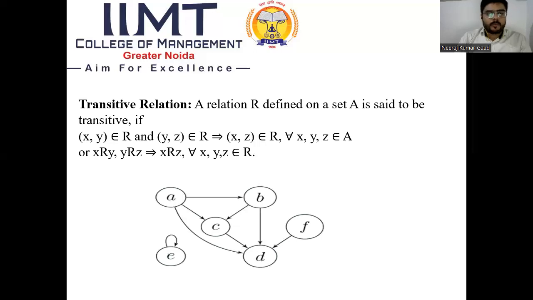From this diagram, we can easily show that A is related to C and C is related to D. And also there is a path from A to D. This implies this diagram is a transitive relation. Also, B is related to C and C is related to D. And also B is related to D. We can show that this relation is a transitive relation.